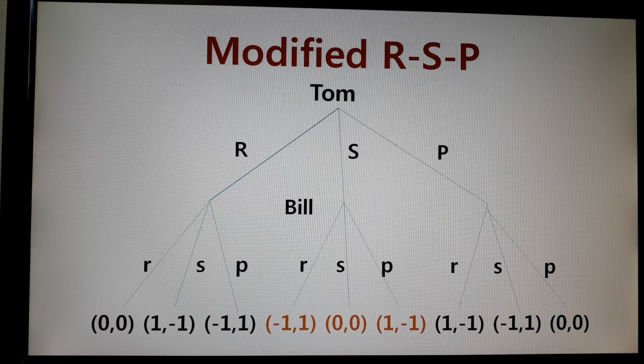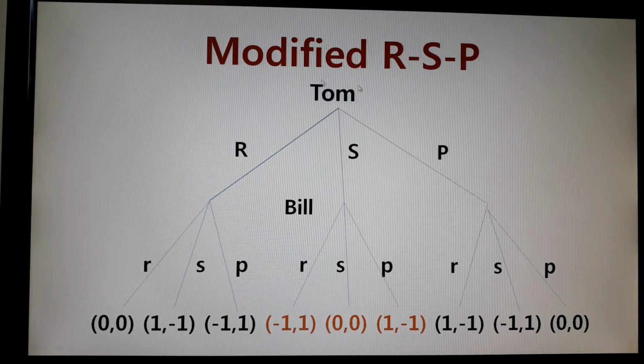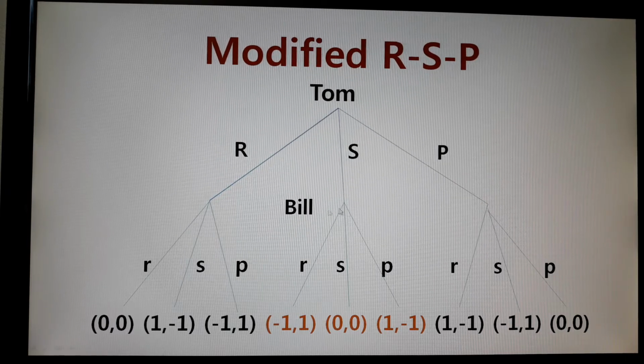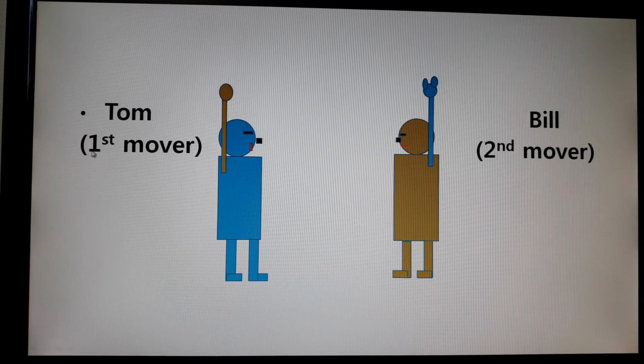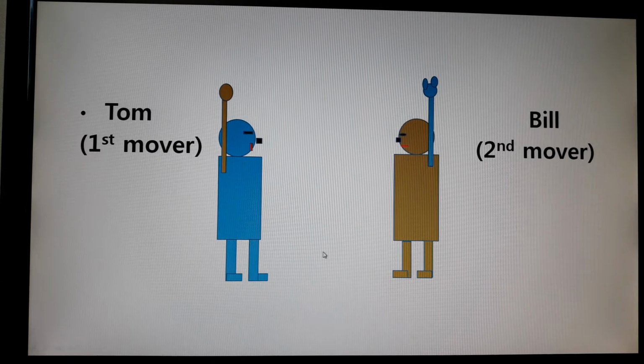In the previous lecture, I talked about the modified rock, scissors, paper, which means Tom chooses first, and Bill can observe Tom because there's no circle around this area, and then Bill chooses. In a way, Tom chooses as first mover, and Bill chooses as second mover. Bill has the definite absolute advantage in this game.